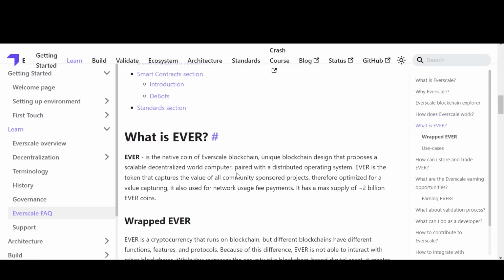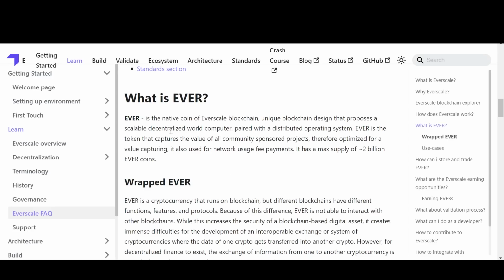And let's finish it up with what is Ever. Ever is the native coin of the Everscale blockchain, a unique blockchain design that proposes a scalable decentralized world computer paired with a distributed operating system. Ever is the token that captures the value of all community-sponsored projects, therefore optimized for value capturing. It is also used for network usage fee payments. It has a max supply of 2 billion Ever coins.